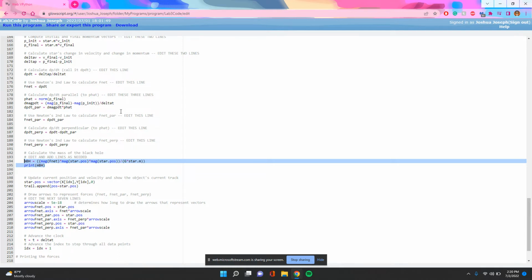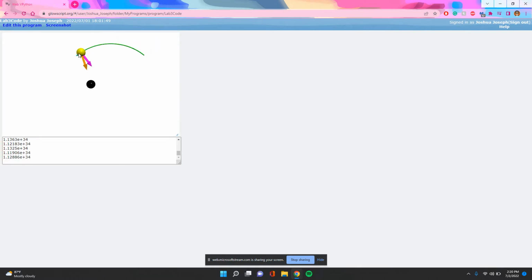And then this next component is just the arrows associated with the parallel and perpendicular forces acting on the ball. When we run this program, we can see as the ball continues, the arrows for the parallel and perpendicular forces change as the ball rotates around the black hole. As we can see at the bottom, the average mass of the black hole is estimated based on different situations. And then we also have the F net perpendicular and F net parallel forces.